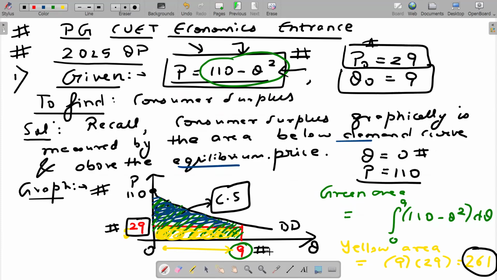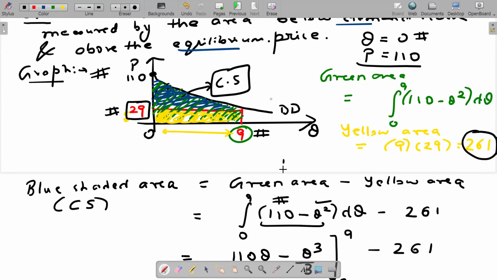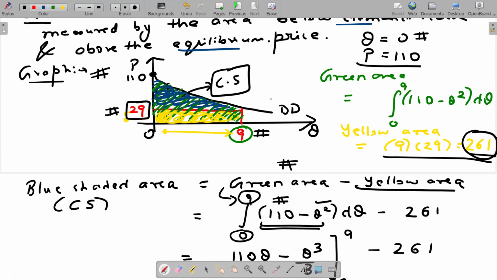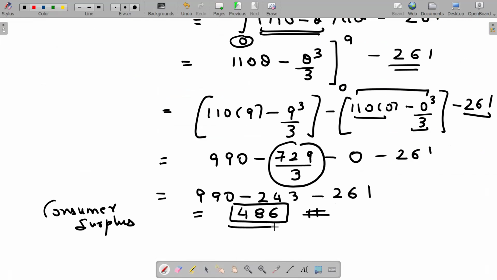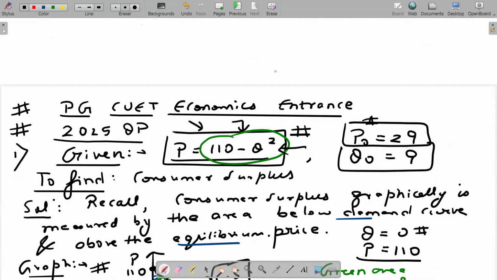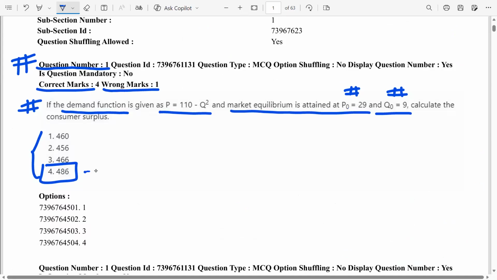Then all I had to do was find the blue area. The blue area is the green area minus the yellow area. The green area is found by integrating the area under the demand curve from 0 to 9. Yellow area is simply the area of the rectangle, which is 9 times 29, which is 261. I did the integration and subtracted 261 from it. I got the required answer as 486. So if I come back to the question paper now, we can mark the right answer. The correct answer is option 4, which is 486. This is the answer for this question.